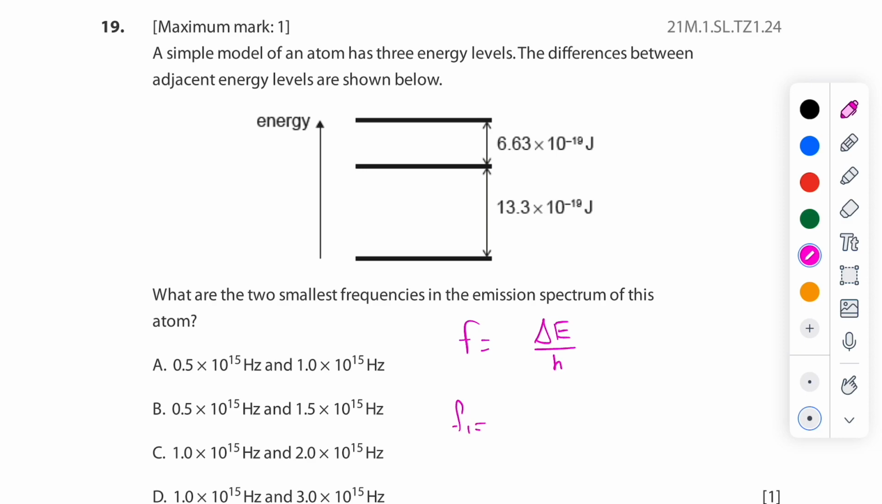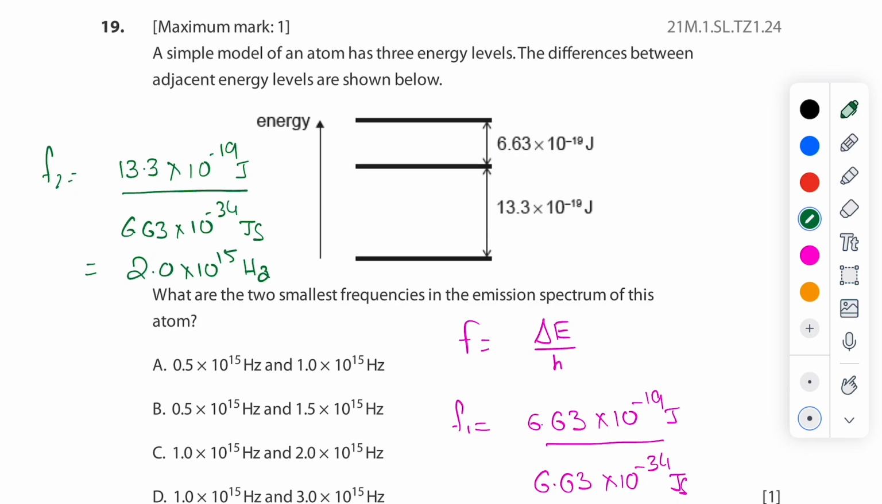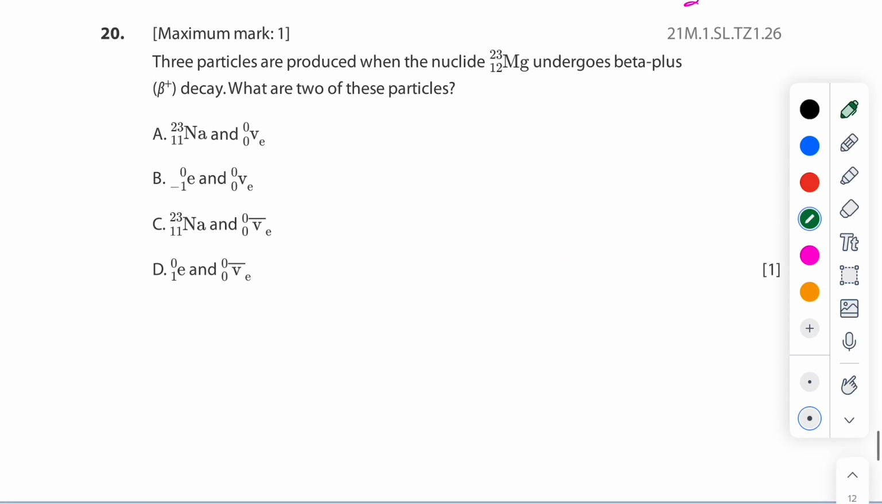So for f1, it is 6.63 times 10 to the power of negative 19 joules upon 6.63 times 10 to the power of negative 34 joule seconds. So it's going to be 1.0 times 10 to the power of 15 hertz. Whereas for the second one, it is 13.3 times 10 to the power of negative 19 joules divided by 6.63 times 10 to the power of minus 34 joule seconds. So it's going to be 2.0 times 10 to the power of 15 hertz. So the option is going to be option C. Question number 20.